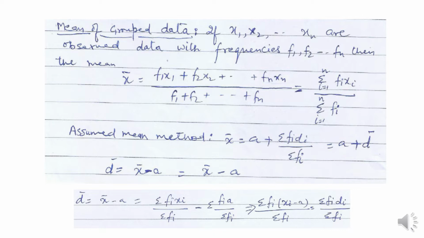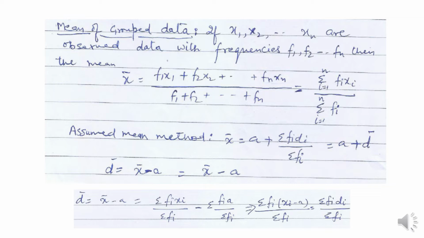So the assumed mean method is that we assume a value to be the mean of the data, and then we correct it. So x bar is equal to a plus sigma fi di upon sigma fi, which is equal to a plus d bar, and d bar is equal to x bar minus a. So we can write x bar minus a as: x bar is sigma fi xi upon sigma fi, which is the mean, minus a, the assumed mean, which is sigma fi a upon sigma fi.